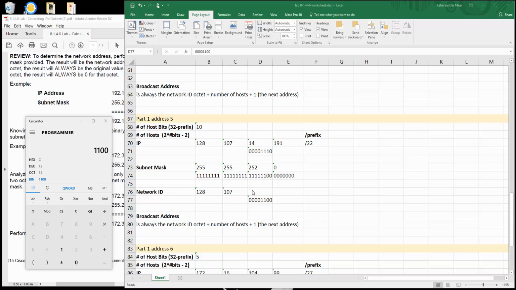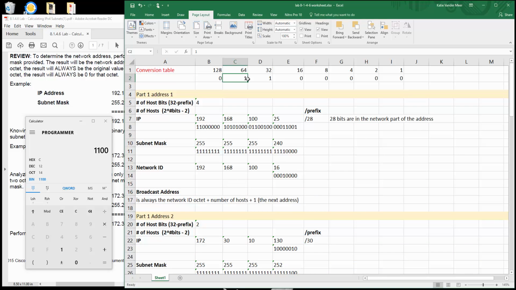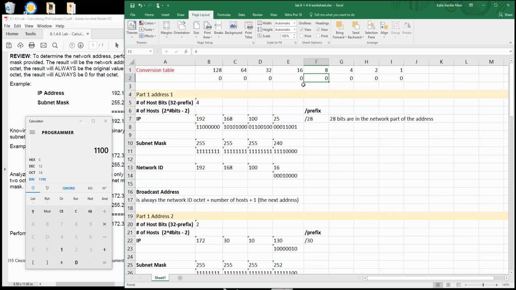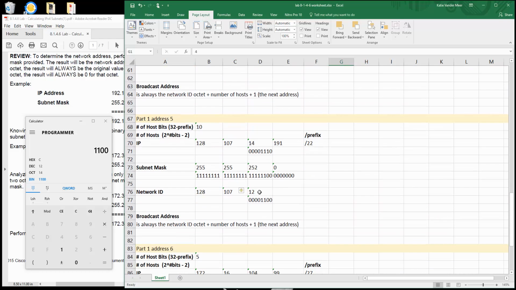That's my decimal number, 12. Or use the table up here, which was 0, 0, 0, 0, 0. Nope. It was 0, 0, 0, 0, 1, 1, 0, 0. 8 plus 4 is 12. So that's where we get 12. And then there's a 0 here, so 0 there.